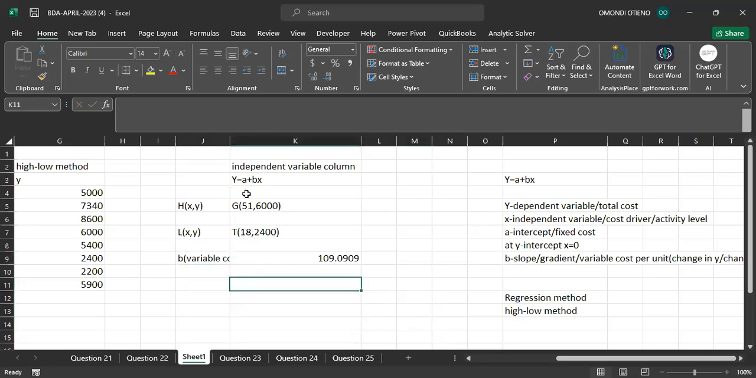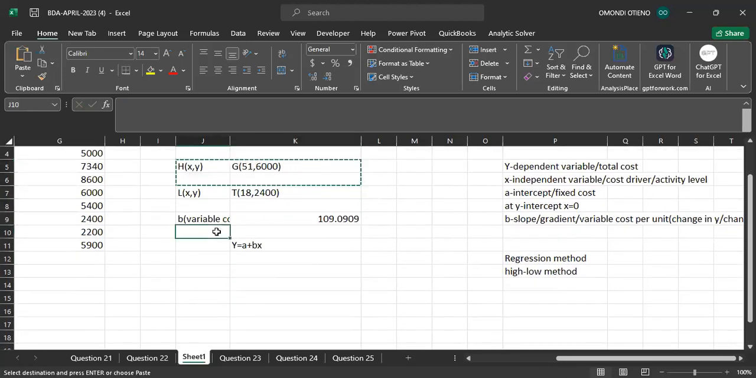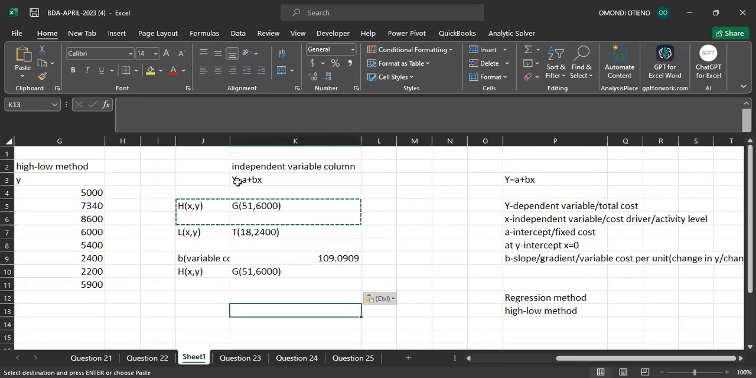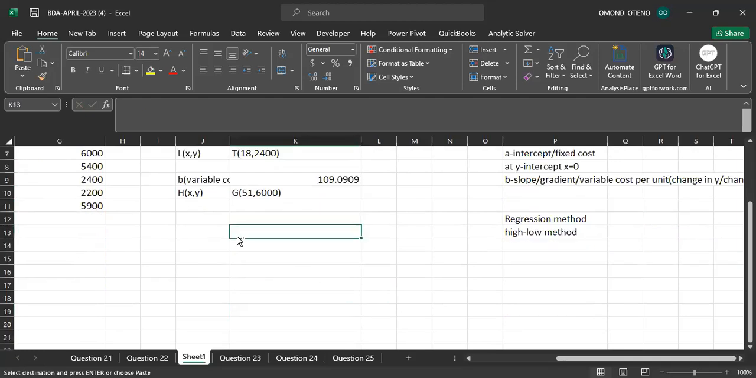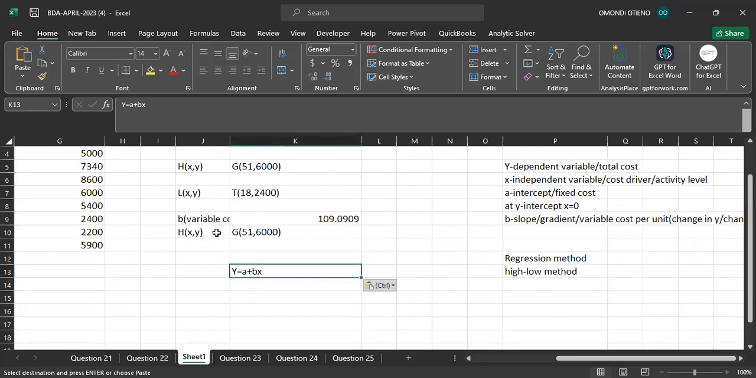So look at our cost function. Our cost function is Y equal to A plus BX. You can pick any of the pairs, either the lowest values pair or the highest values pair. Let's say we've decided to pick the highest values pair, and our cost function is in the form of Y equal to A plus BX.